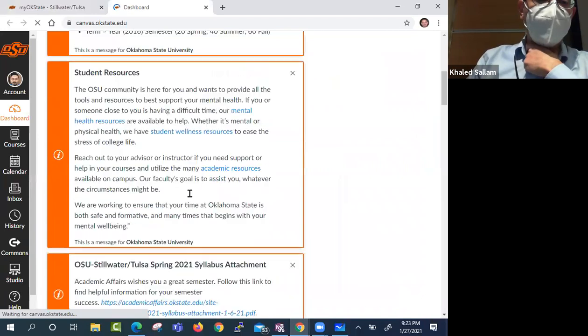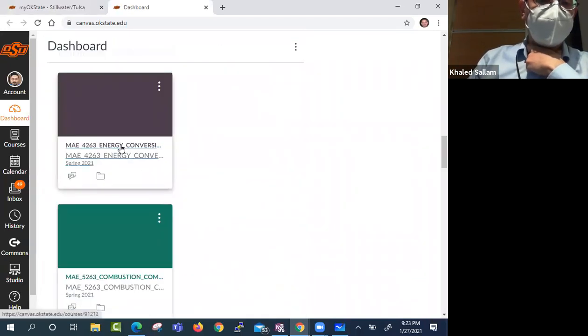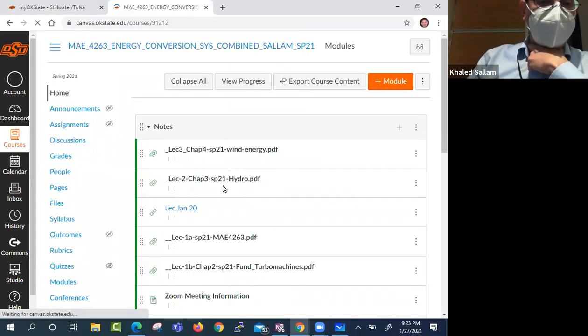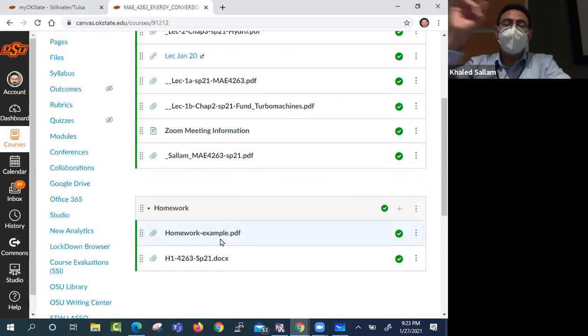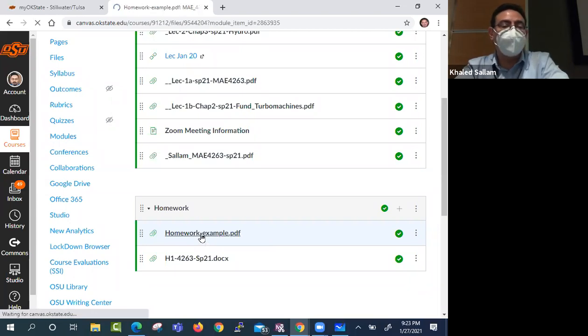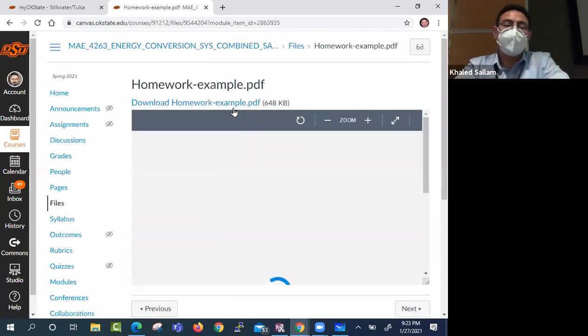Okay. So when you go to the homework section, this semester I'm teaching 4263 with energy conversion and 5263, which is a graduate course of this. It's called combustion. So this homework example, obviously, this is already solved for us. So you don't actually have to solve it again.